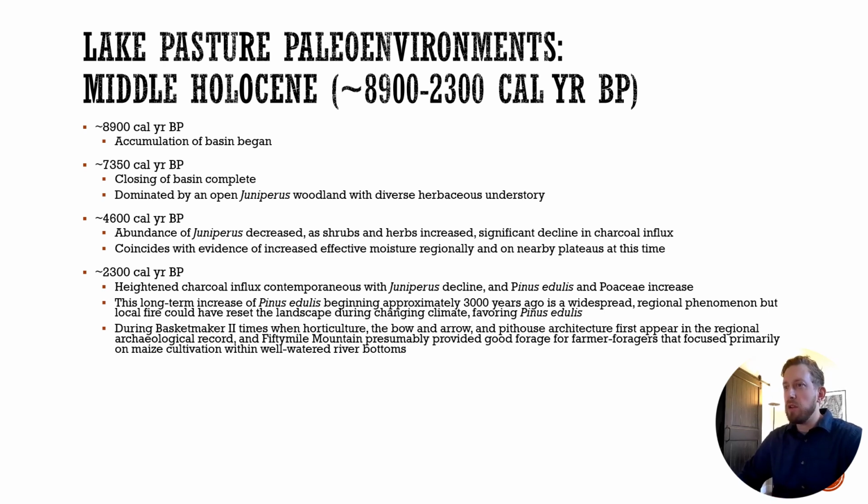At around 2,300 cal-year BP, heightened charcoal influx contemporaneous with juniper decline and Pinus edulis and Poaceae increase. And this corresponds to a long-term Pinus edulis increase beginning approximately 3,000 years ago, which is a widespread regional phenomenon. And also during Basket Maker 2 times, when horticulture, the bow and arrow, and pit house architecture first appear in the regional archaeological record.